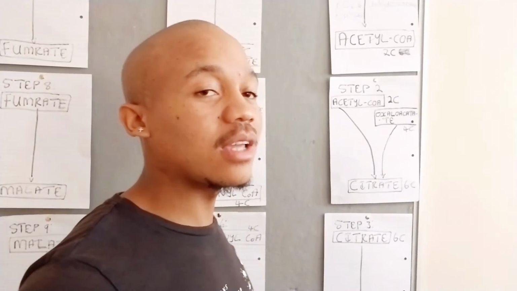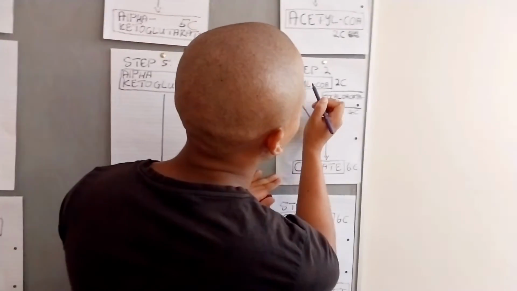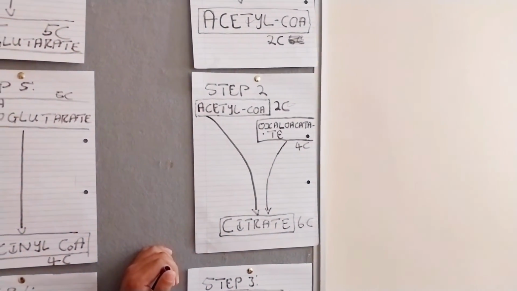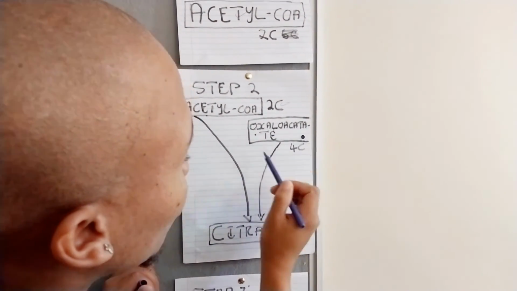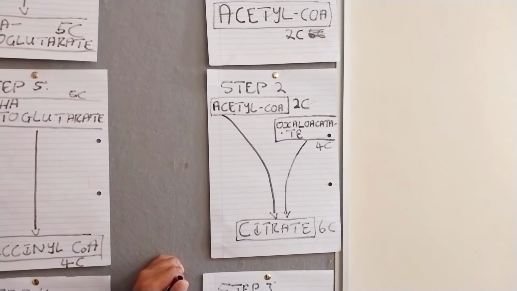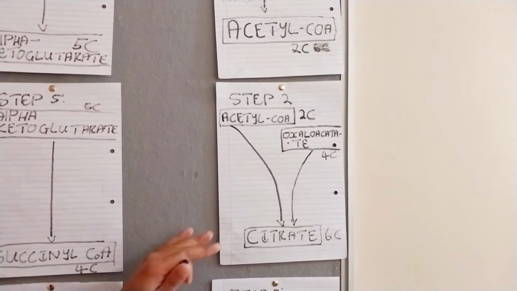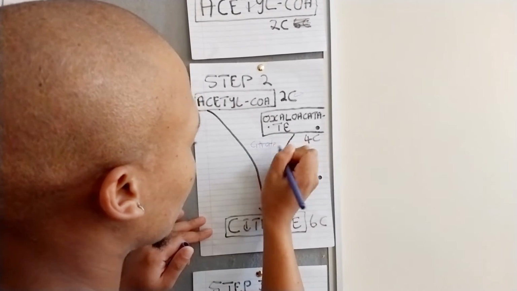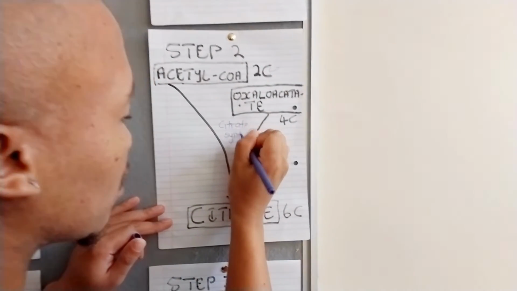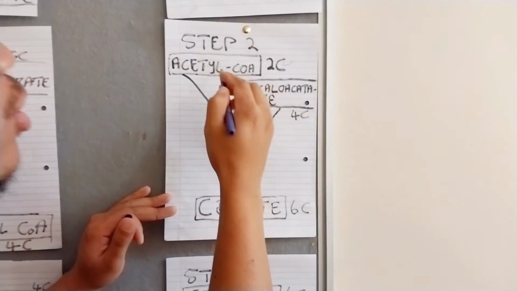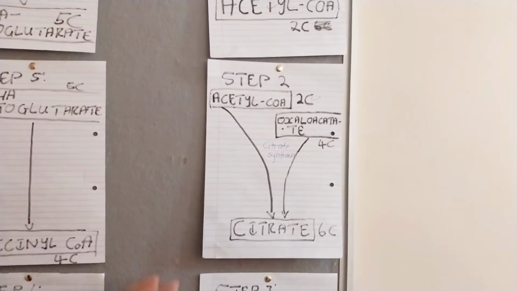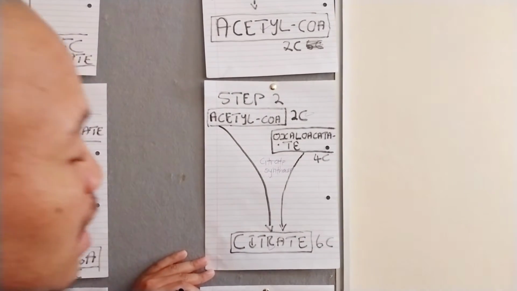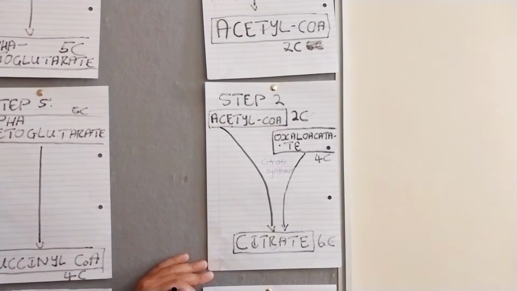Okay, moving to the second step, where acetyl CoA, which has 2 carbon compounds, combines with oxaloacetate, which has 4 carbon compounds, and this all occurs under an enzyme called citrate synthase. Once we combine these two, what we're going to get is citrate, and citrate contains 6 carbon compounds.